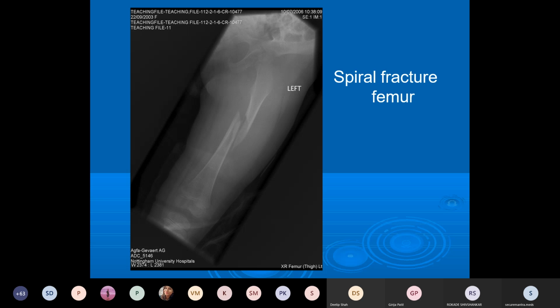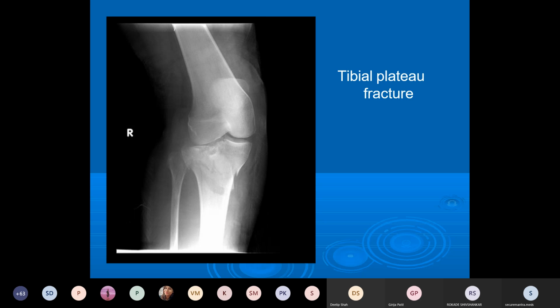This is the femur bone, and you get the femoral shaft. Then this is the tibial plateau, and you can see this radiolucent line which is going through the tibial plateau. So it is a tibial plateau fracture.